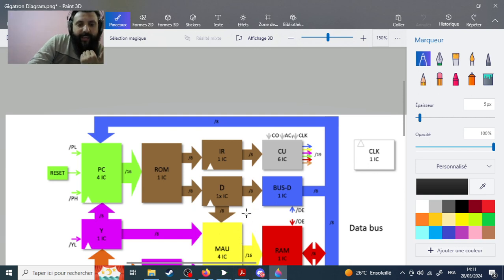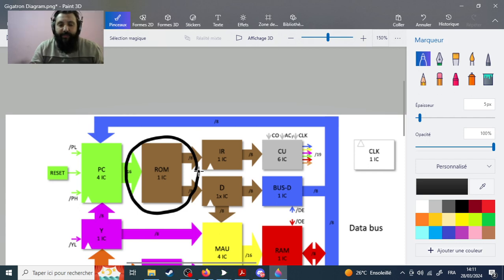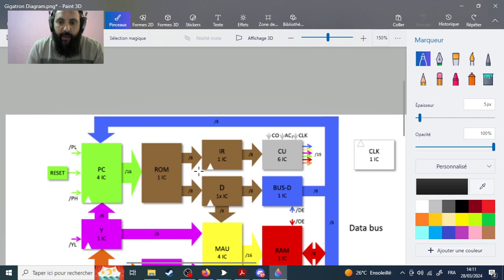We can specify here that the RAM contains the instructions, 16-bit words. Each move is 16 bits, and the 16 bits are divided in two parts. We have the part of instruction and the part of data. Very good. And we will continue.